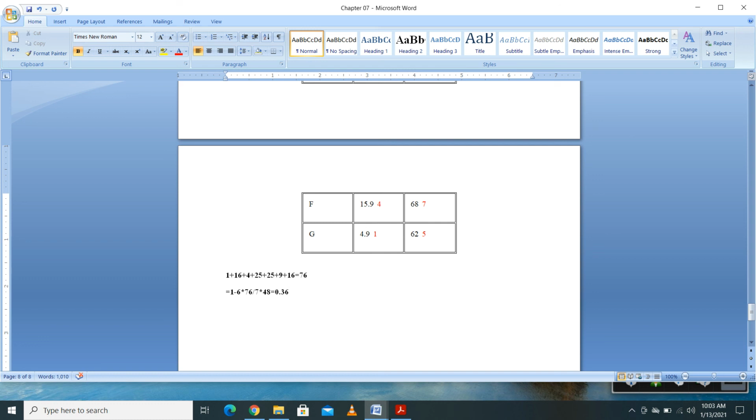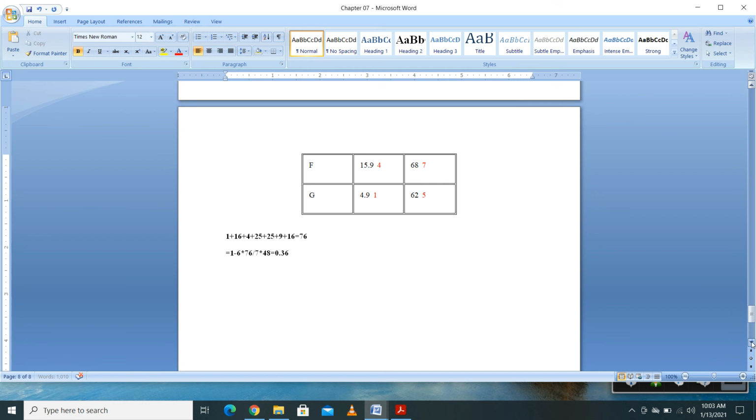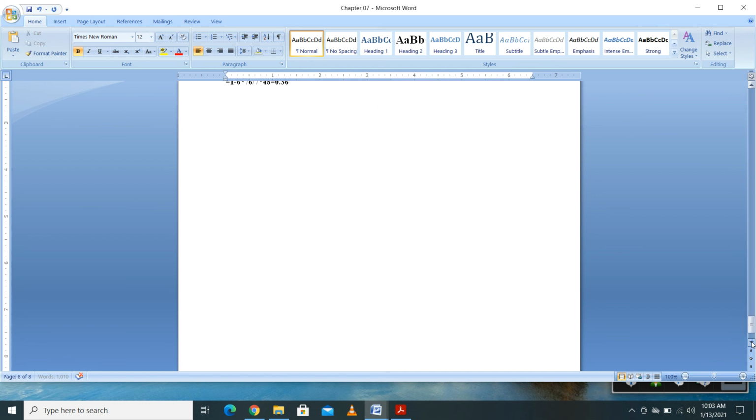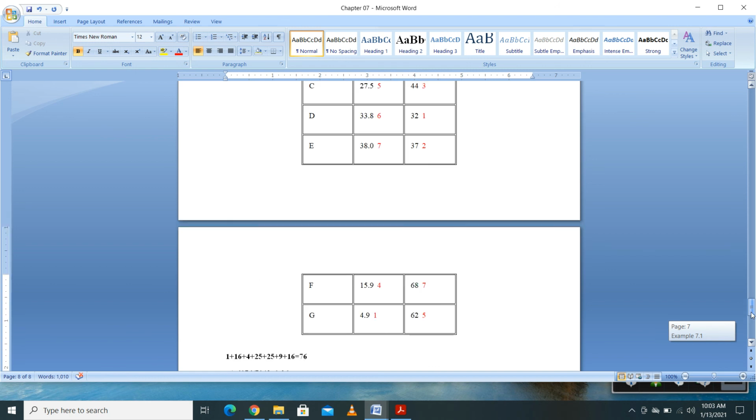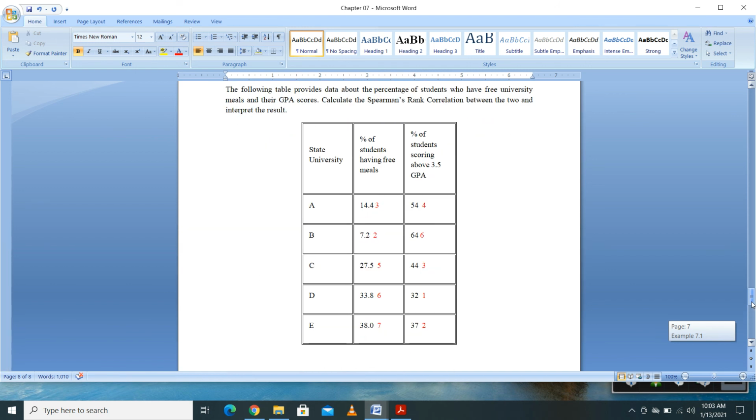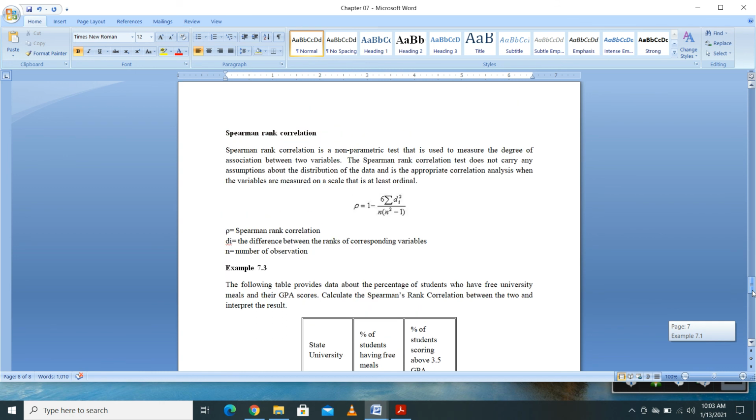So when you are interpreting, you can interpret the value in a similar fashion to how you interpret the Pearson correlation. So I think this will be useful when you have a small number of data and when you have non-linear relationships, to find the strength of the relationship.